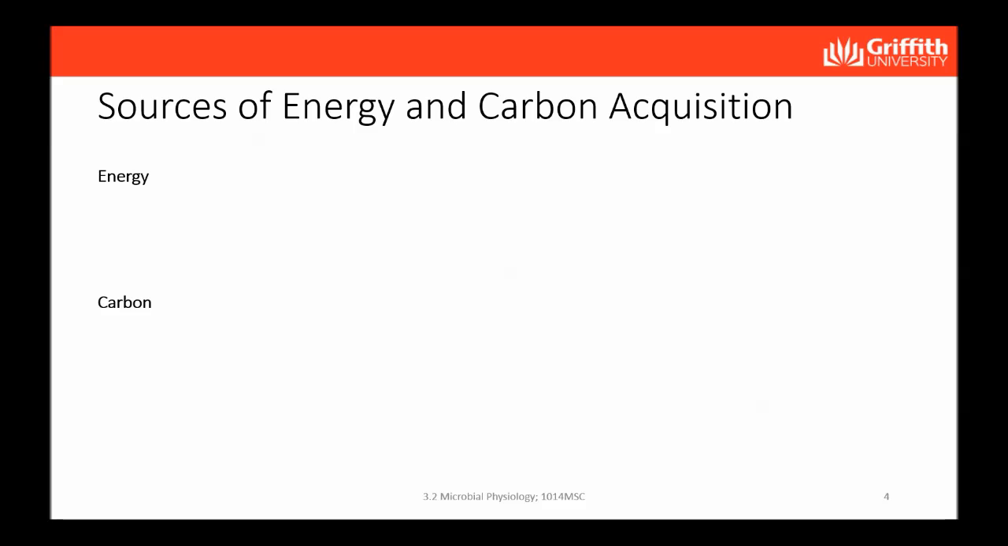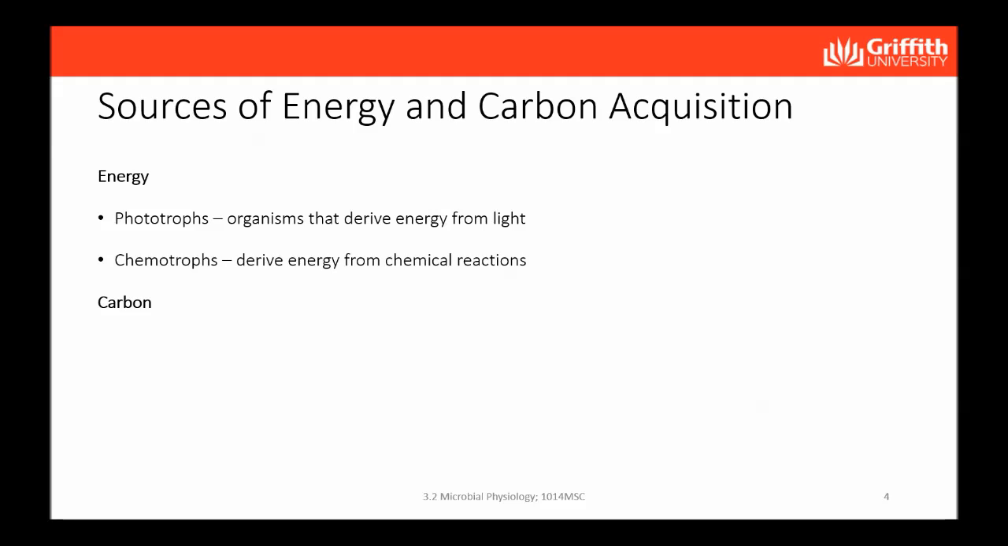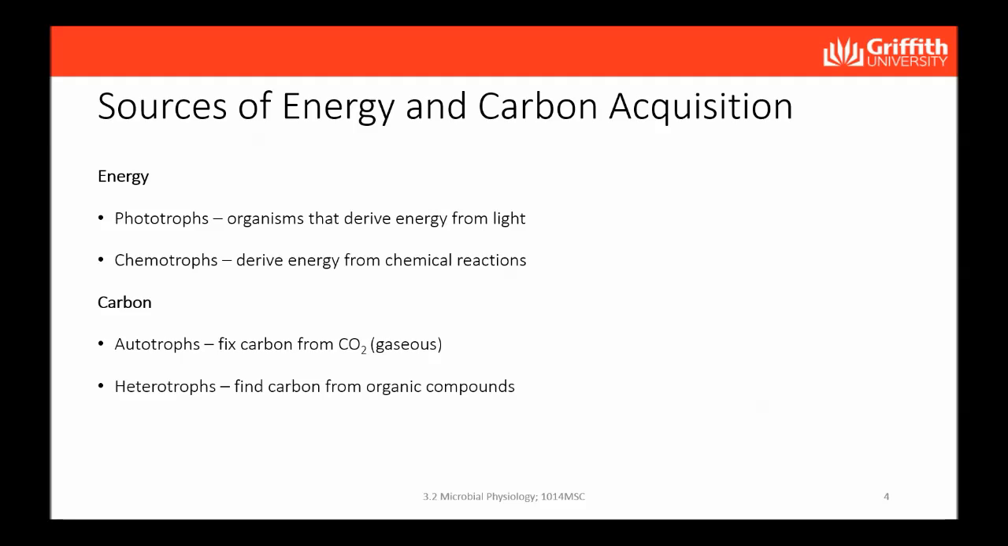For an organism to grow, it must acquire energy and carbon from different sources. Organisms that derive energy from light are known as phototrophs, while organisms that obtain energy from chemical reactions, such as oxidation, are known as chemotrophs. Autotrophs are organisms that can fix carbon from the atmosphere, particularly CO2, while heterotrophs require carbon from organic compounds.